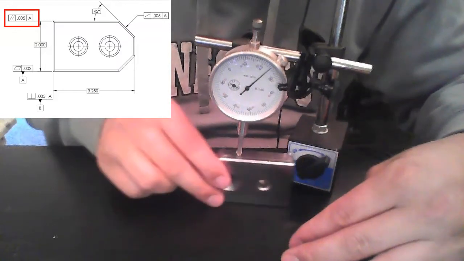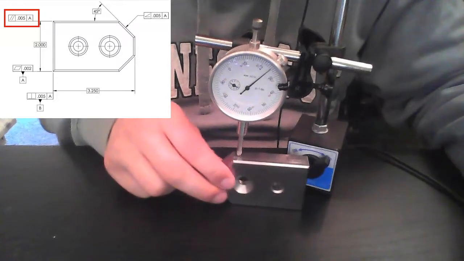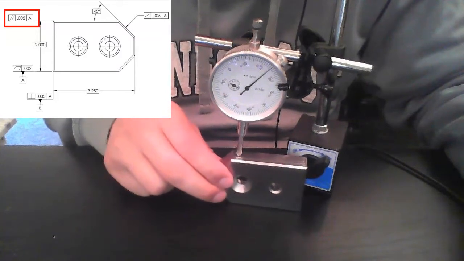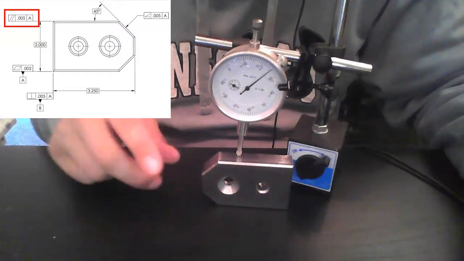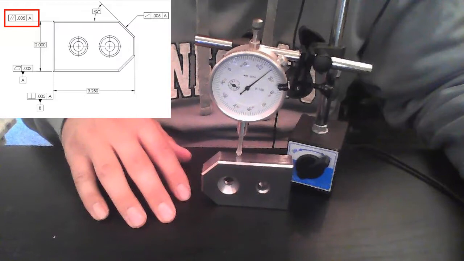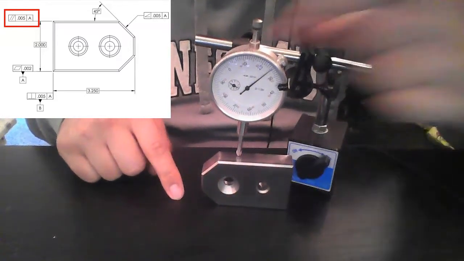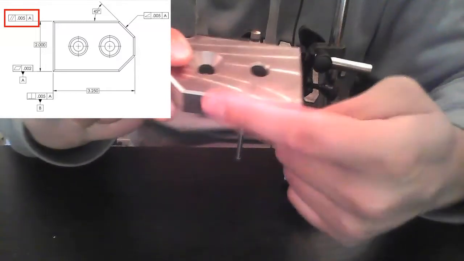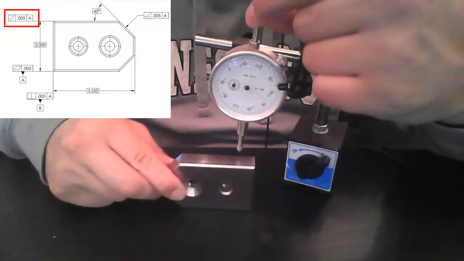And I just run it along the surface because parallelism is 3D, so it's the distance between two parallel planes that are exactly parallel to the datum plane A, which would be the bottom plane created by the high points of this surface right here. So that's parallelism.